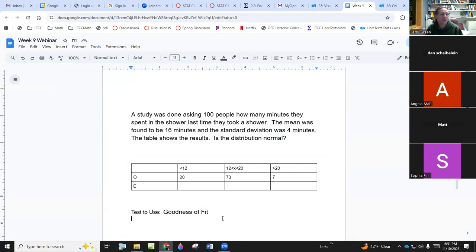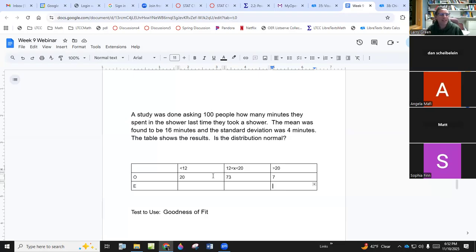Okay, so let's suppose here's a table, and there were 20 people observed that spent less than 12 minutes in the shower. There were 73 people observed, or surveyed maybe, that spent between 12 and 20 minutes in the shower. And there were 7 people that spent more than 20 minutes in the shower. Any questions on that?